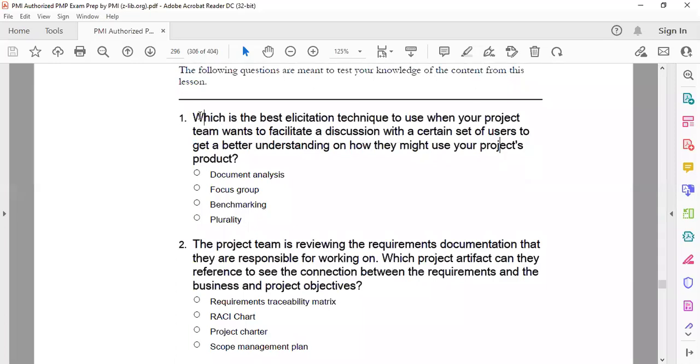Which is the best elicitation technique to use when your project team wants to facilitate a discussion with a certain set of users? Certain set of users is the keyword to get a better understanding of how they might use your project product.